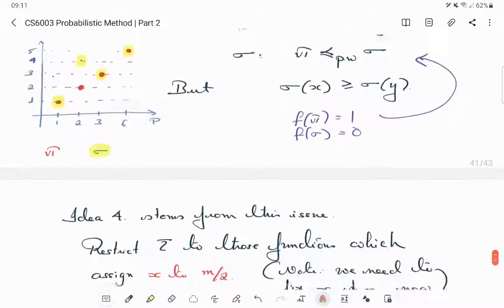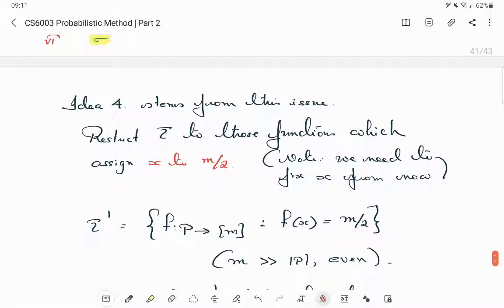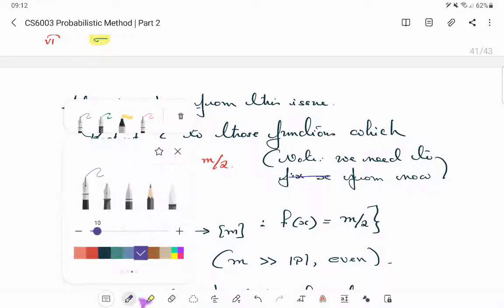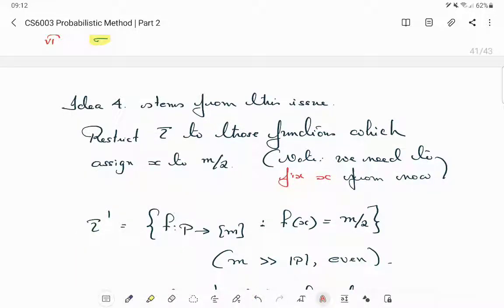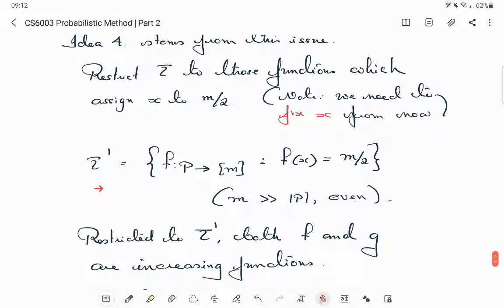And in fact, from this point onwards, we are actually going to go back to tau and even change tau. So it is actually better to assume that your x, y, and z are fixed before you start the proof, and then you restrict your tau to only those functions where x is assigned to m by 2, the midpoint. We can even assume that m is a large even number. So we need to fix x before we reach this point. And again, this is the tau prime that I'm talking about. It is all those functions from P to m such that f of x is equal to m by 2.